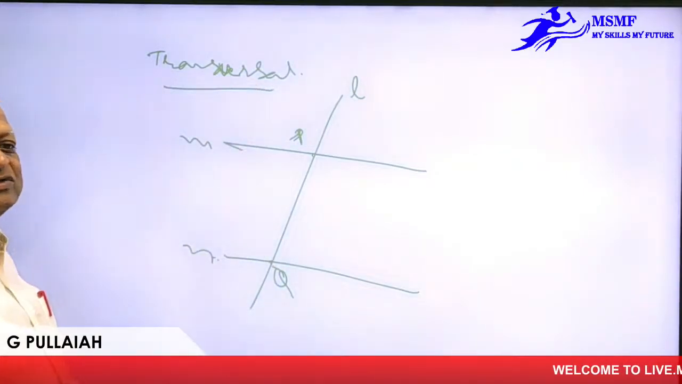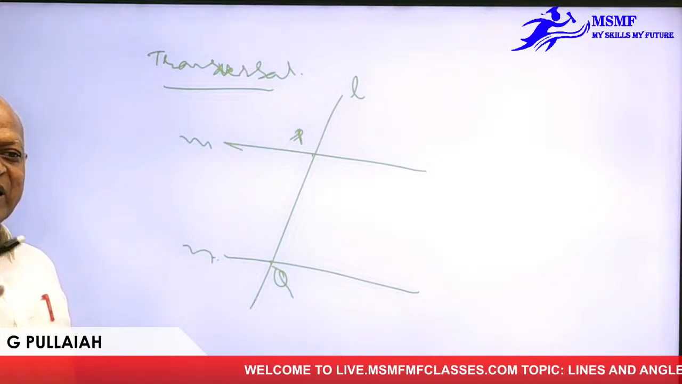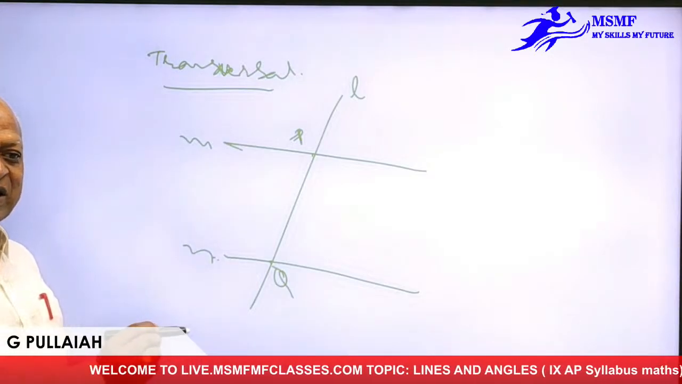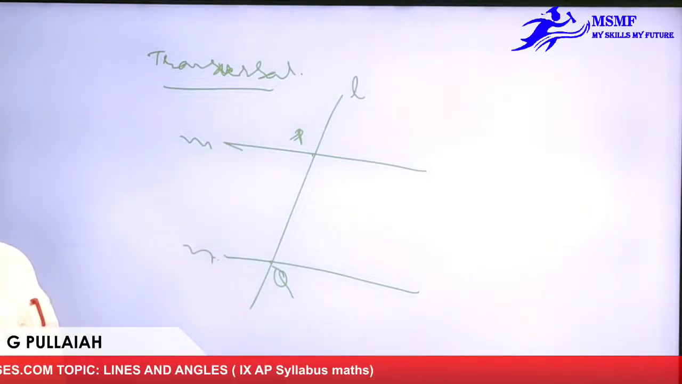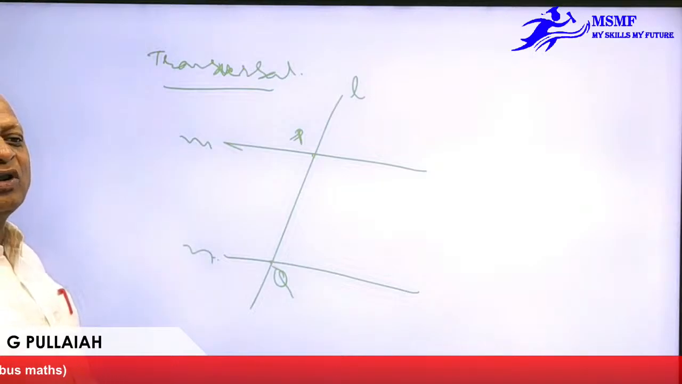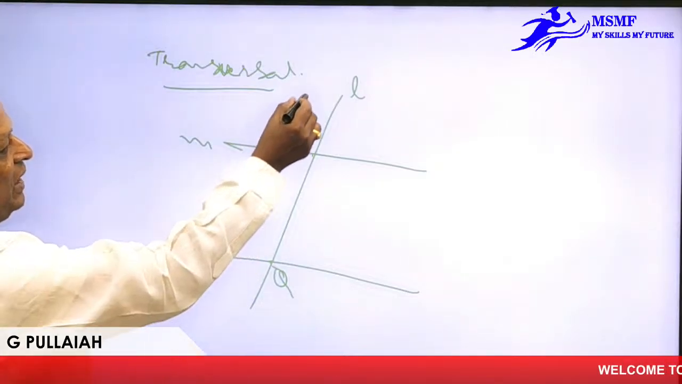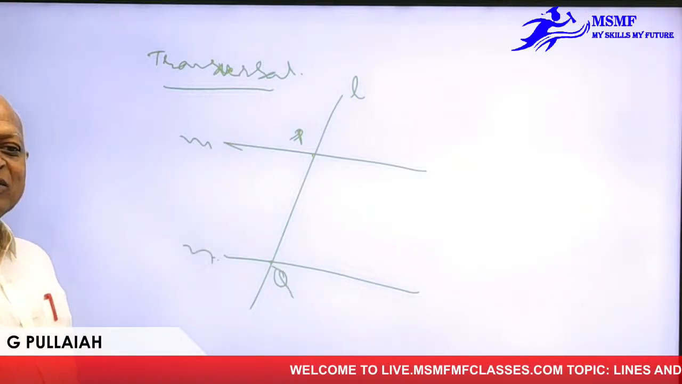L is said to be transversal. So what do you mean by transversal? A transversal is a line which intersects two or more lines. So here, can you say, is M a transversal?